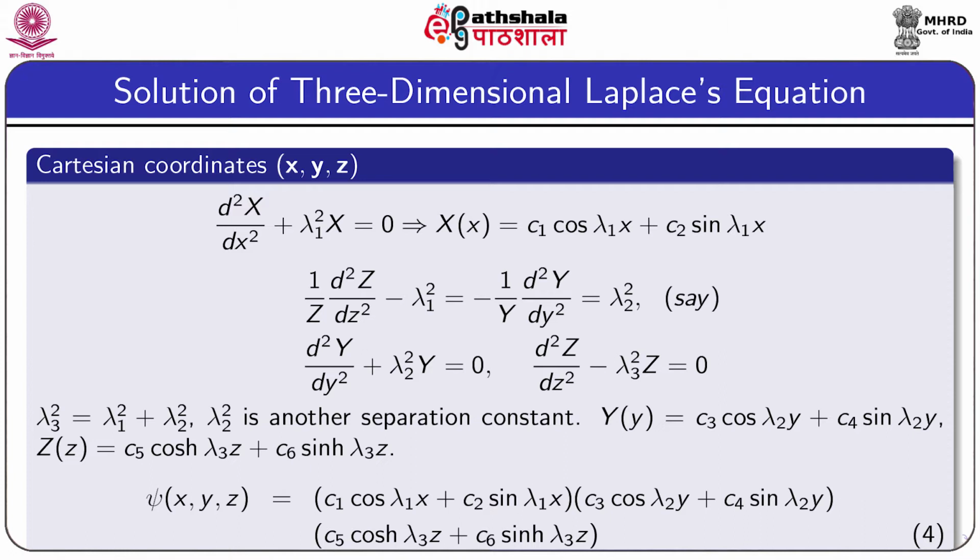Capital Z equals C5 cosh lambda 3 z plus C6 sinh lambda 3 z, where C5 and C6 are constants. Therefore, the solution of the Laplace equation in Cartesian coordinates can be written in the form psi equals the product of capital X, capital Y and capital Z. It is written here in equation number 4.